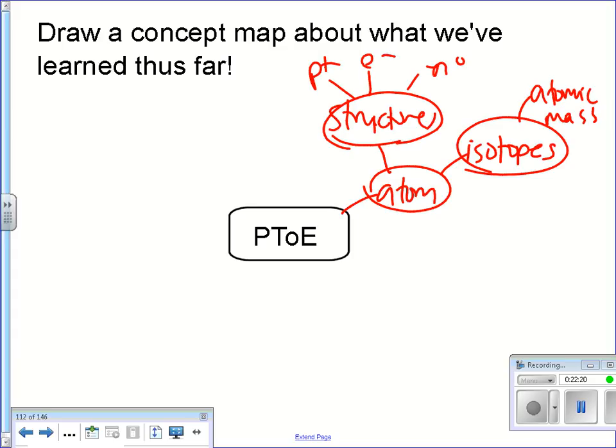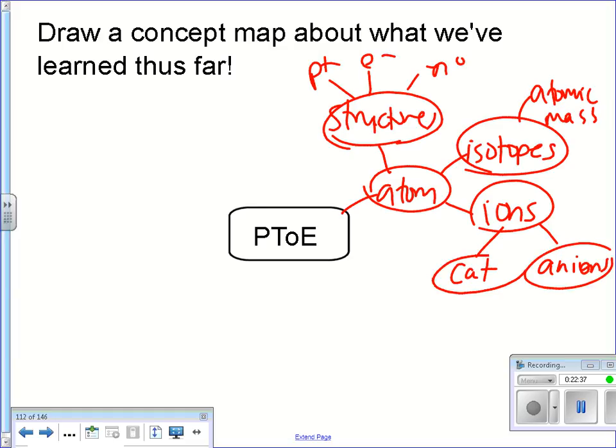Do you guys think of anything else? Maybe related to electrons? What can we do with electrons now? Ions. Oh gosh, we got ions. I totally forgot about ions. So of the atom, you can have ions. There are 2 types of ions: cations and anions. Okay. So give me more. I think the electron is very, very important, so I'm actually going to make it a little category.